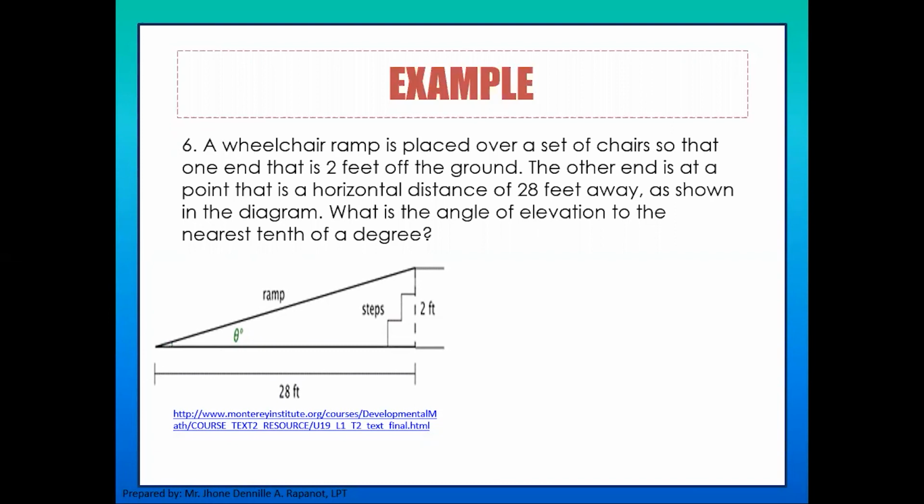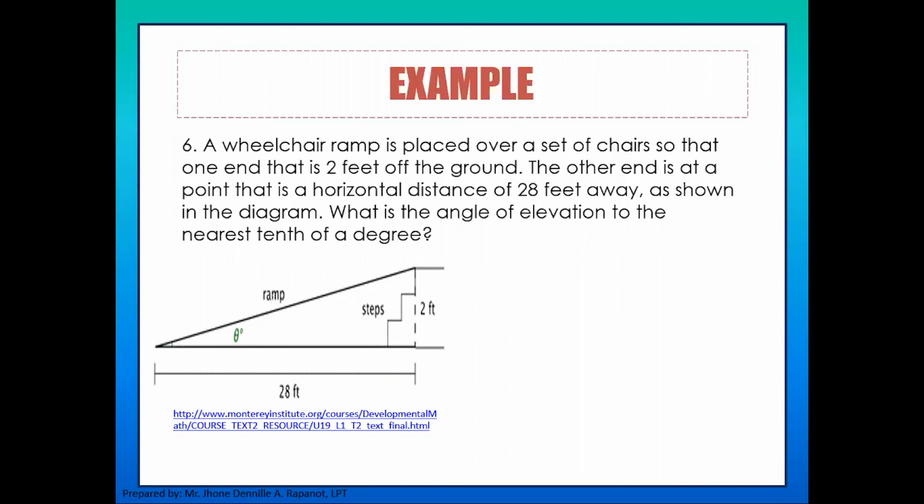So you are given 2 feet and 28 feet. What you're after in this particular example is to look for the angle theta. This is just the same as what we did earlier for example number 5. Another thing that you have to consider for your final answer is to make it the nearest tenth of a degree. Okay? So what I want you to do is to pause the video for a while.